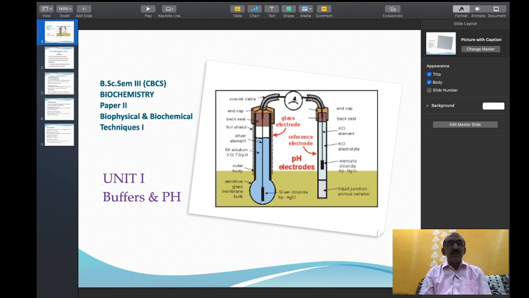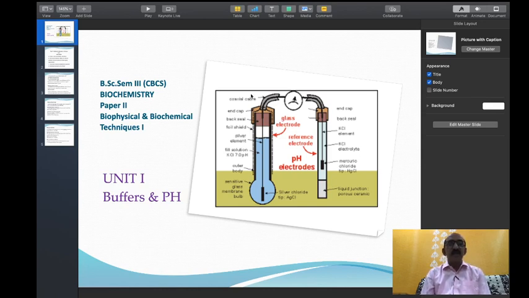I am going to teach you the BSc second year biochemistry paper 2, that is biophysical and biochemical techniques. When you go through the syllabus, you find that there are two papers in biochemistry: paper 1, that is macromolecules, and paper 2, biophysical and biochemical techniques. I am going to teach you paper 2, that is biophysical and biochemical techniques.